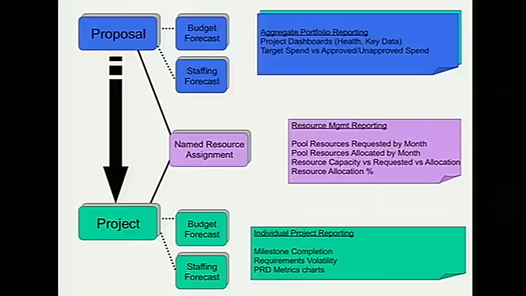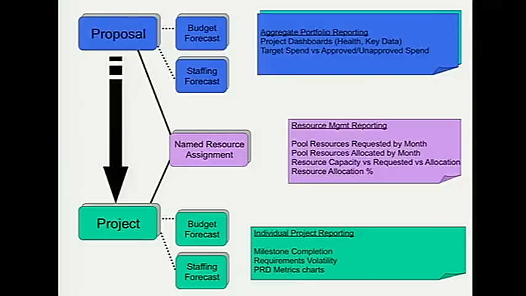Budget forecast and actuals for the project. We've got staffing forecasts. Then we have named resource assignment management, which means that we know what people by name are working on which projects or proposals during which months, so we can see our resources. And then in terms of reporting, we focused on, up at the top, the project dashboards for health and key data.